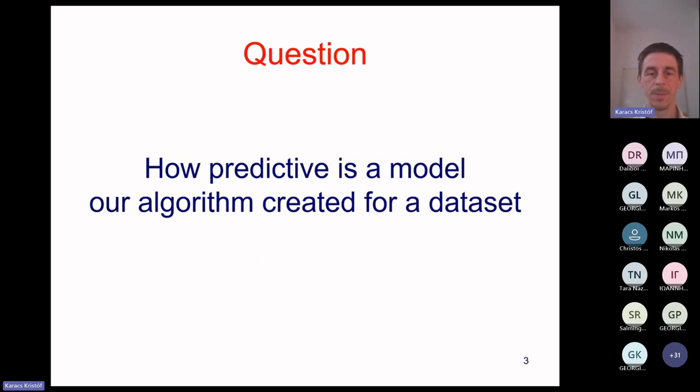So the primary question when we have a model in an artificial intelligence system is how well it's going to work on the data that we are going to be using it for. And in more technical terms, this could be put as how predictive is our model that the learning algorithm created based on a data set, which we provided for the training session.